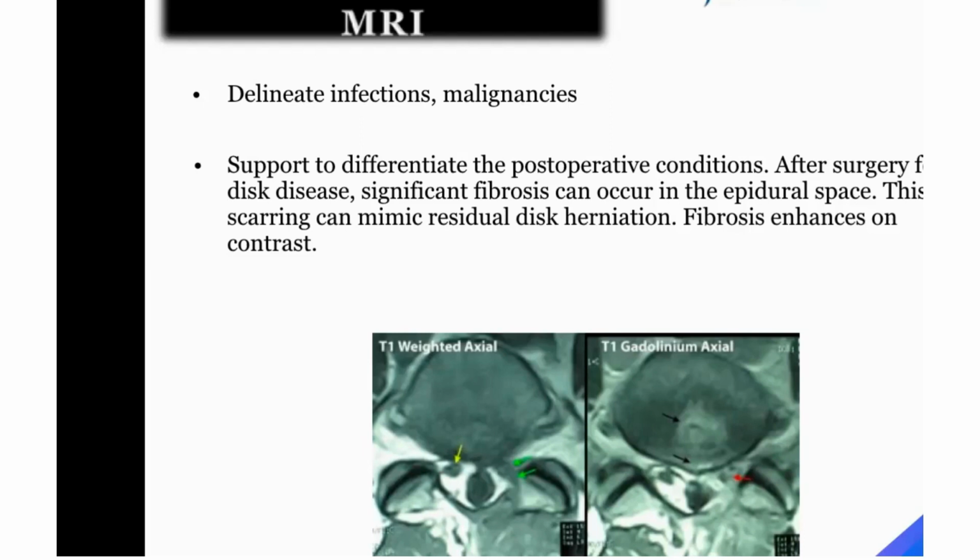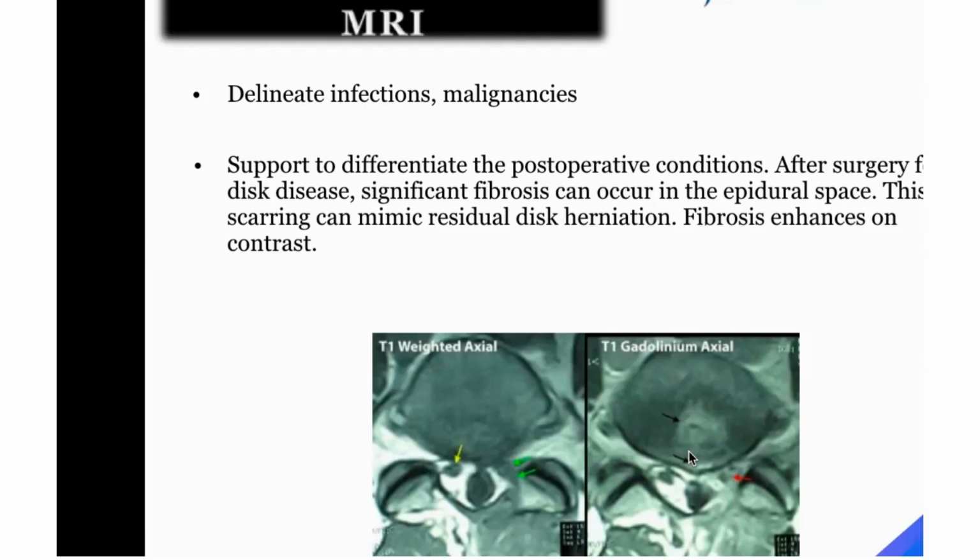Okay, maybe some hematoma over there. So what you have to do is we have to always order the contrast MRI. Contrast MRI will show us the inflammatory areas. If there's some collection, it will come out.